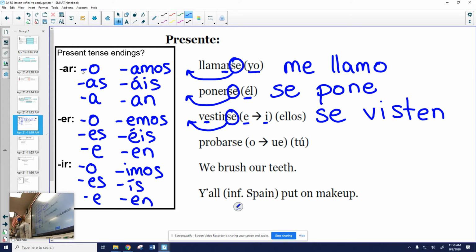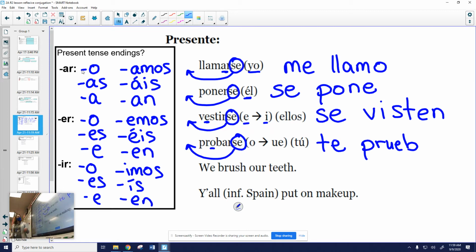Probarse means to try on. Move that se. We have to change it to match tú, so we'll use te. Probarse is an O to UE stem changer. Perdón, I'm talking a lot today. So we'll keep the P, the R, and the B in the stem. The O changes to UE.